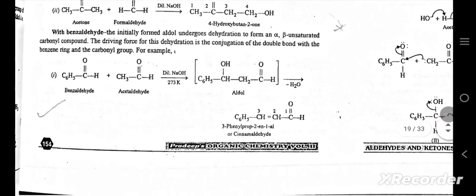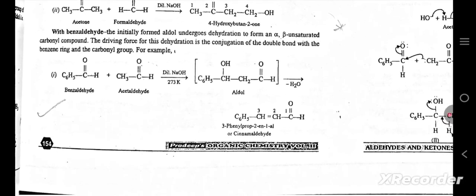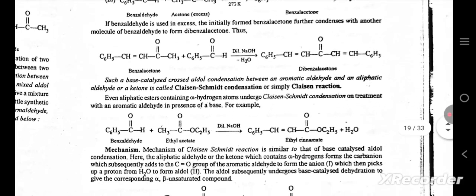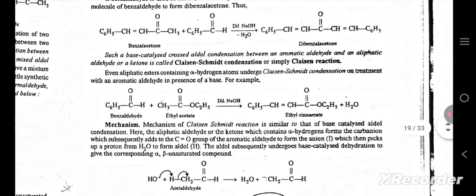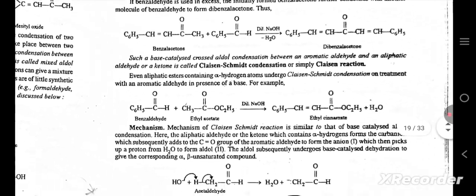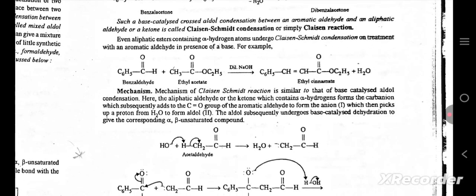With benzaldehyde, the initially formed aldol undergoes dehydration to form an alpha beta unsaturated carbonyl compound. The driving force for this dehydration is the conjugation of the double bond with the benzene ring and the carbonyl group. If benzaldehyde is used in excess, the initially formed benzyl acetone further condenses with another molecule of benzaldehyde to form dibenzyl acetone. Such a base catalyzed crossed aldol condensation between an aromatic aldehyde and an aliphatic aldehyde or a ketone is called Claisen-Schmidt condensation or simply Claisen reaction.